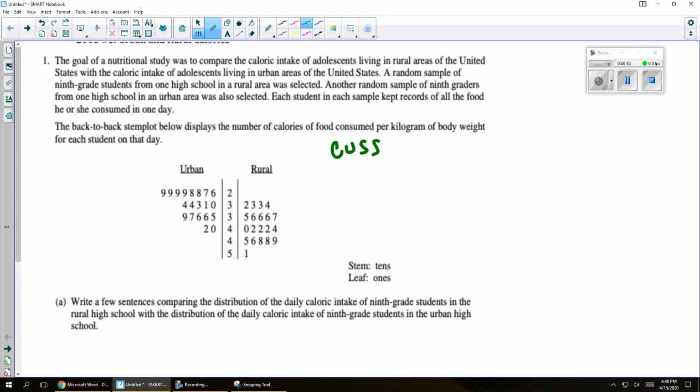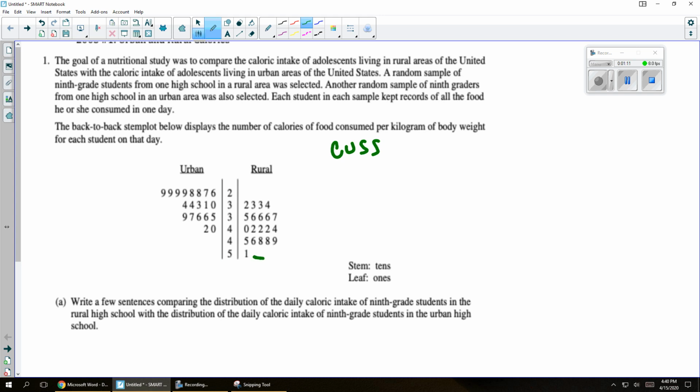I can tell the center for the urban graph is lower, even though it's physically higher, those numbers are smaller. So the urban center is smaller than the rural one. Neither graph really looks to have unusual observations. The shape of the urban graph is skewed towards the bigger numbers, which is skewed positively or skewed to the right, whereas the rural graph is roughly symmetric or uniform.